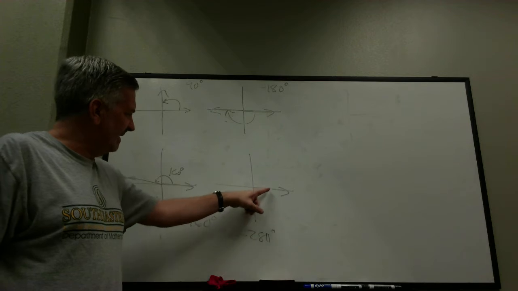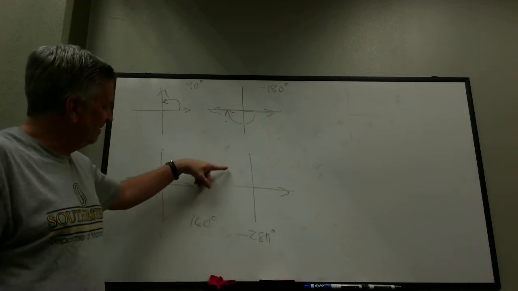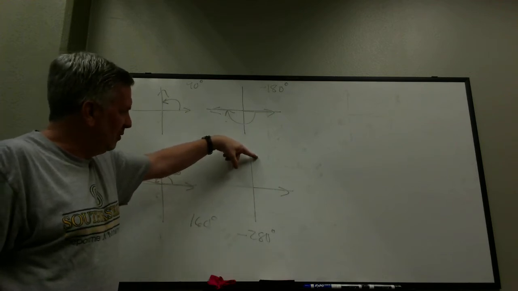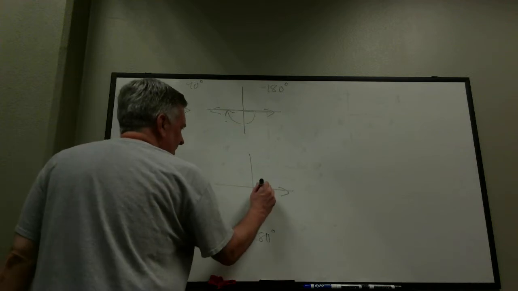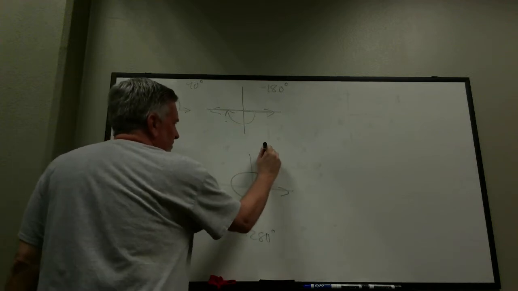Well, this was negative 90. This is negative 180. 3 90s, right? 1, 2, 3 would be here. That's negative 270. So you have to go an extra 10 degrees. So there's negative 270 plus a little bit more. There's my negative 280.